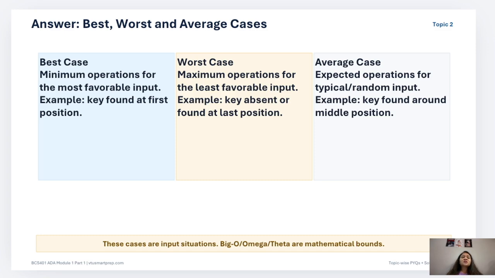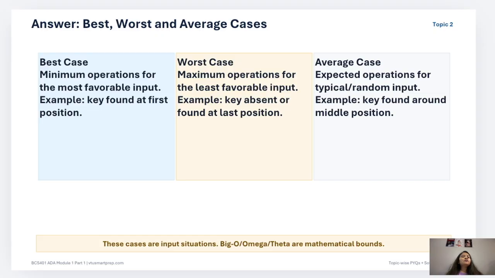For example, let's say in searching an element in an array, if the key is absent or not found, or let's say it is going to be in the last position of the array, so that is the worst case. It is going to take time to search that element, right? Where it is not found in any of the starting elements, it is found in the last element, right? So that is the worst case.